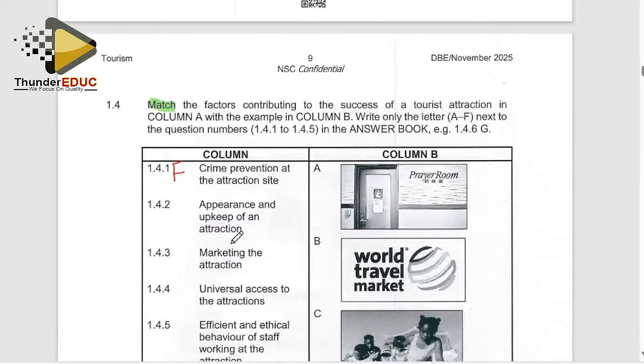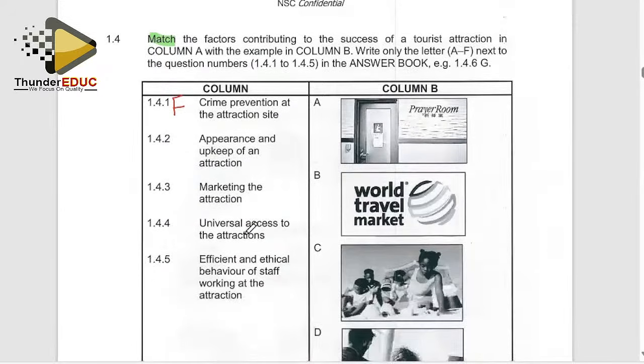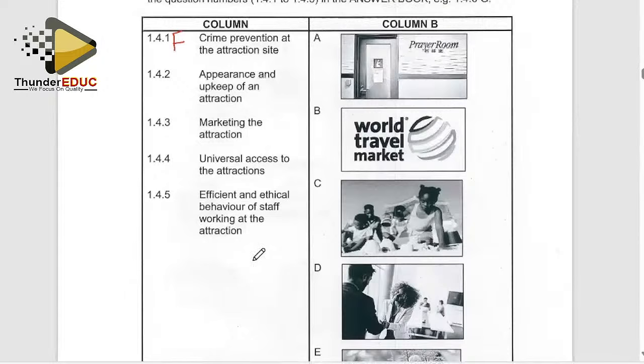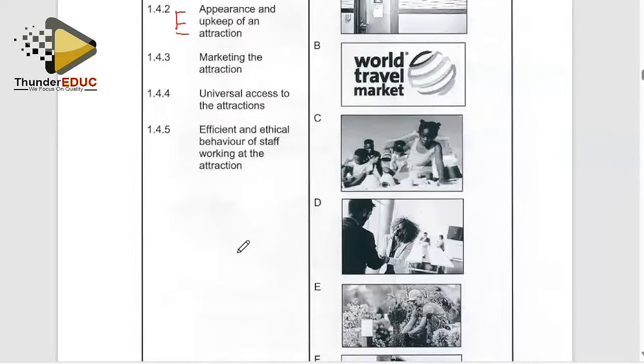Then 1.4.2, appearance and upkeep at an attraction. So in terms of appearance and upkeep at an attraction, we are going with the letter E. Why are we going with the letter E? If you look at this gentleman or this professional, he is actually grooming the plants at an attraction. Basically, this is meant to keep the attraction in mint condition, in a well-kept condition. So we are taking the letter E there. The letter E is the suitable response for 1.4.2.